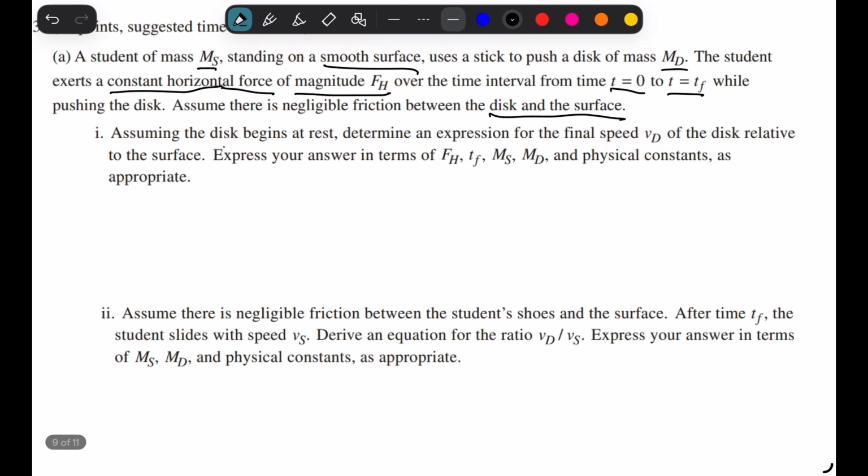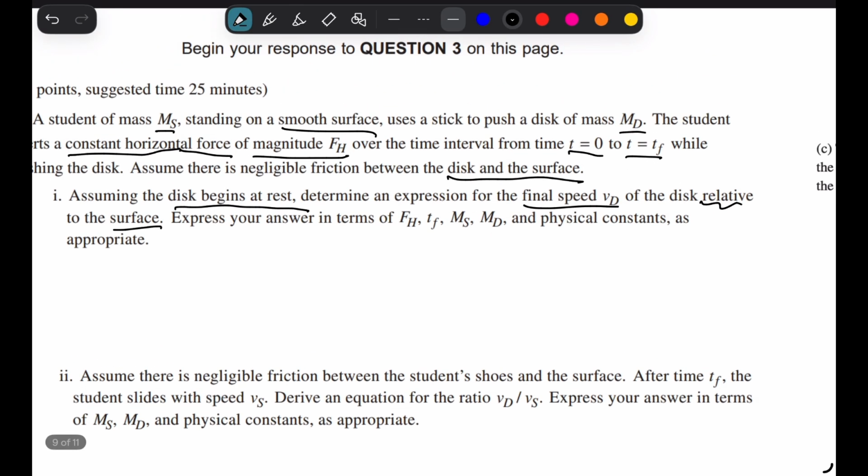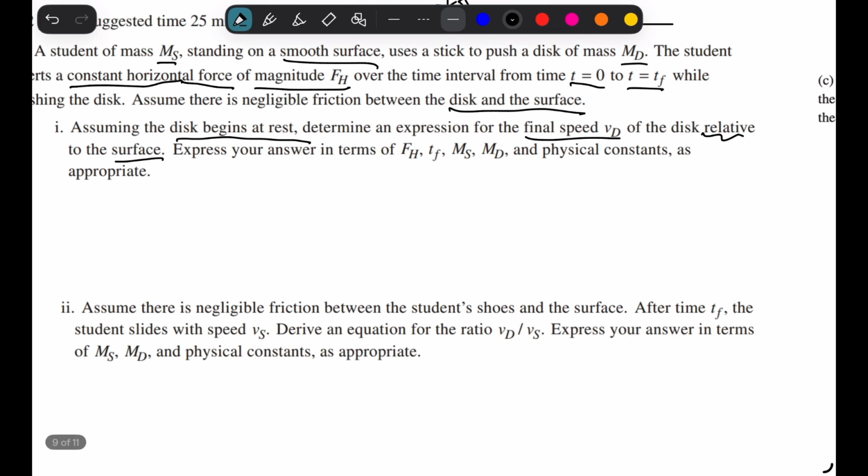So, assuming that our disc is going to start at rest, we want to find an expression for the final speed Vd of the disc relative to the surface, using our physical constants. If we think about our whole system, we have our person, and they have their stick, and then we have our puck right here. Now, if we're looking for the final speed, we're going to have to get kinematics involved here, not projectile but kinematics.